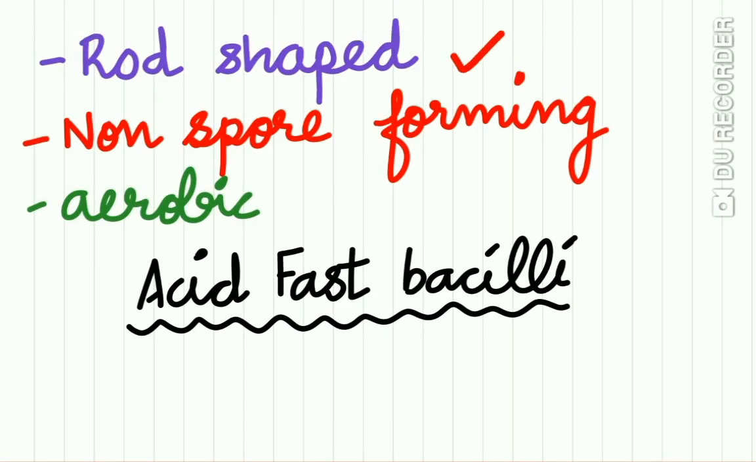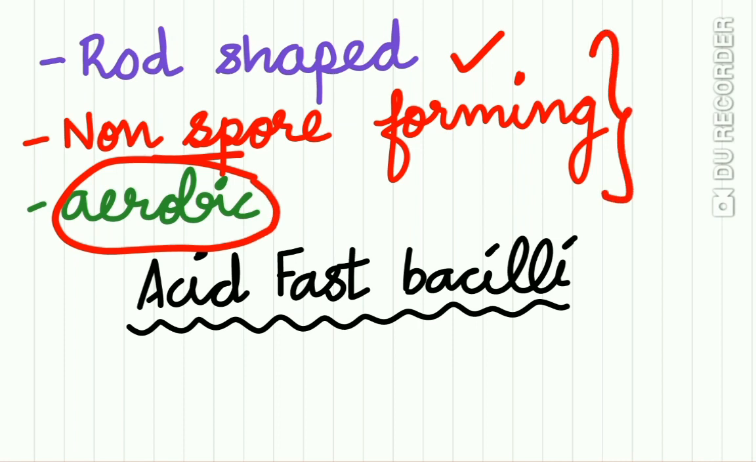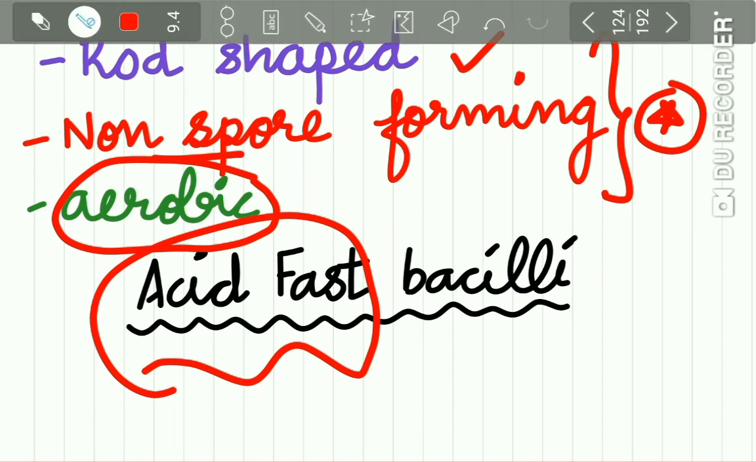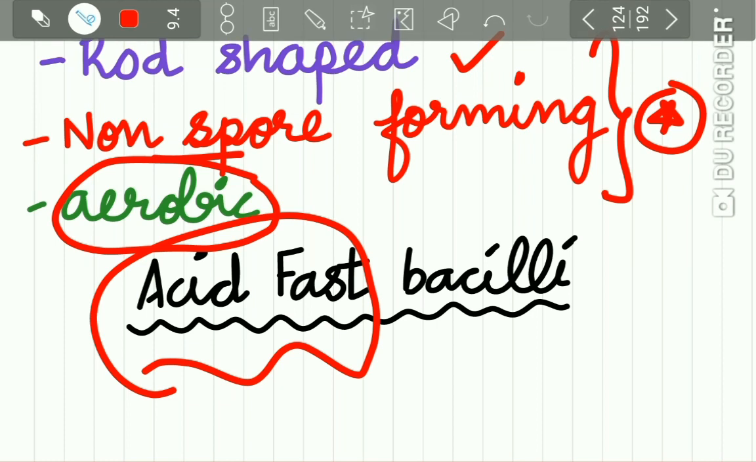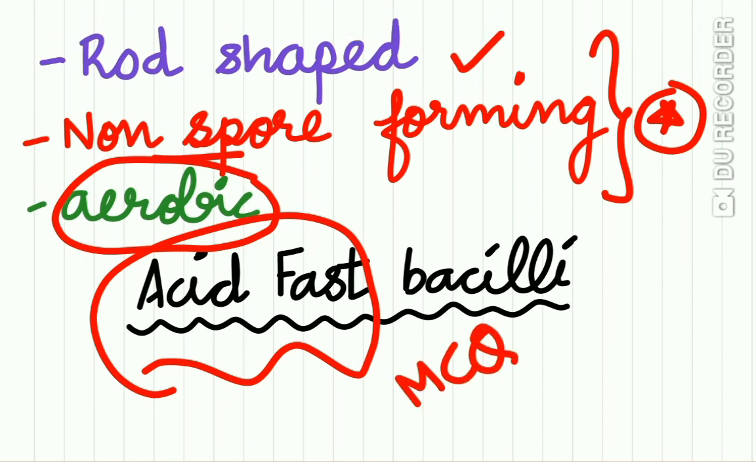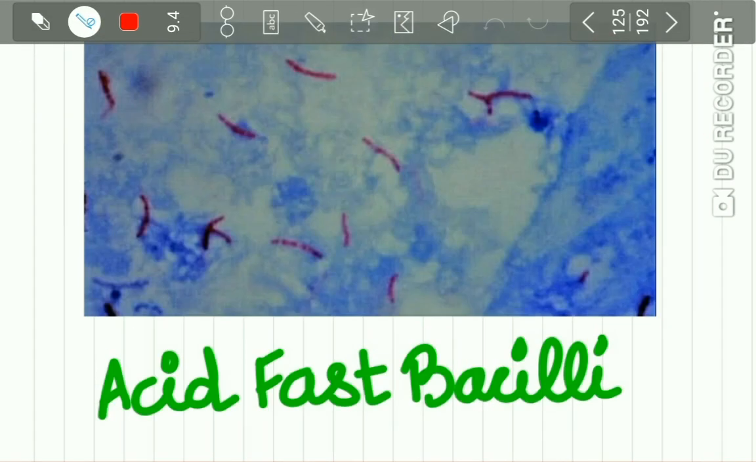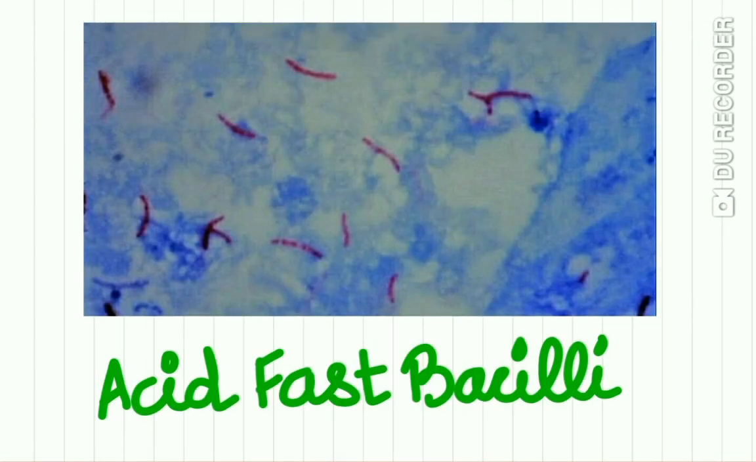It is rod shaped, it is non-sporing and it is aerobic. So remember all these features of Mycobacterium tuberculosis. It is rod shaped, non-sporing and aerobic, and it is an acid-fast bacillus. We have already uploaded a lecture on acid-fast staining in the microbiology section. The acid-fast staining is also a very important question for your MCQs, for your NEET entrances. So watch that lecture on acid-fast staining. It will give you an entire idea about acid-fast bacilli and their staining.